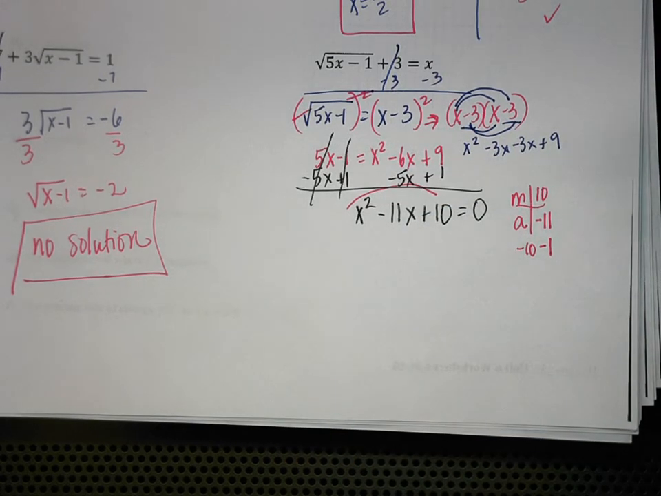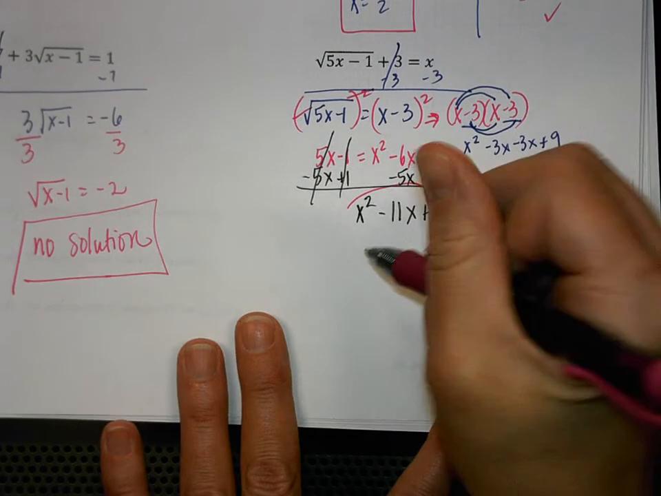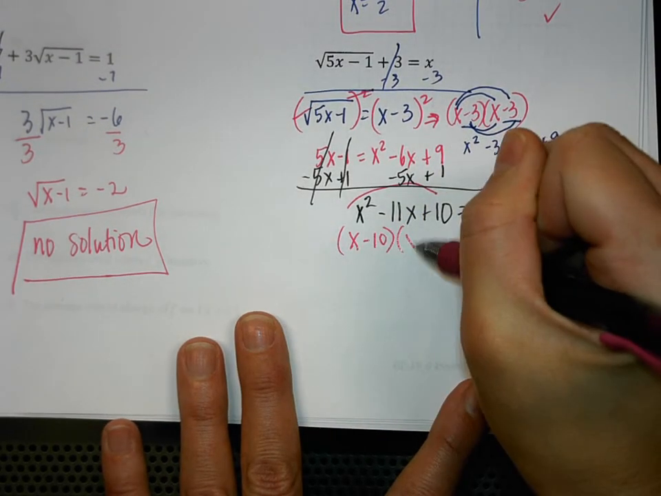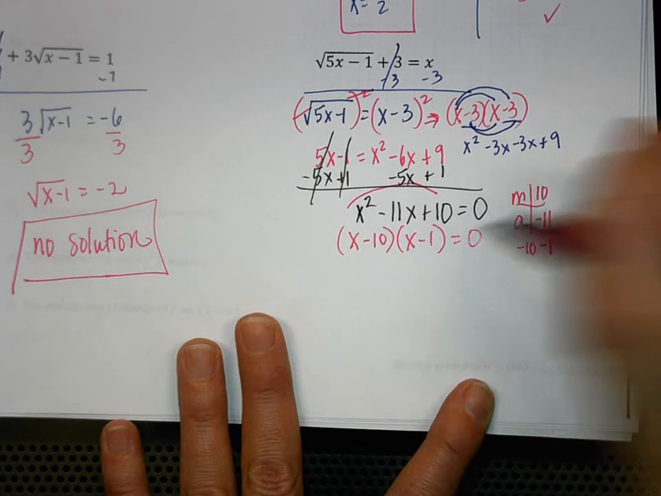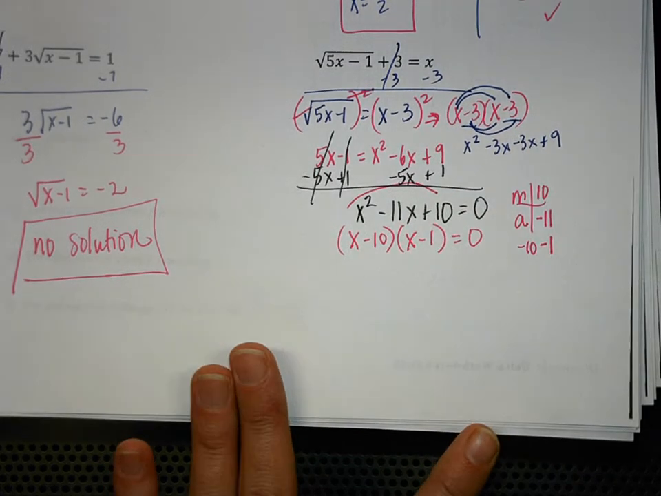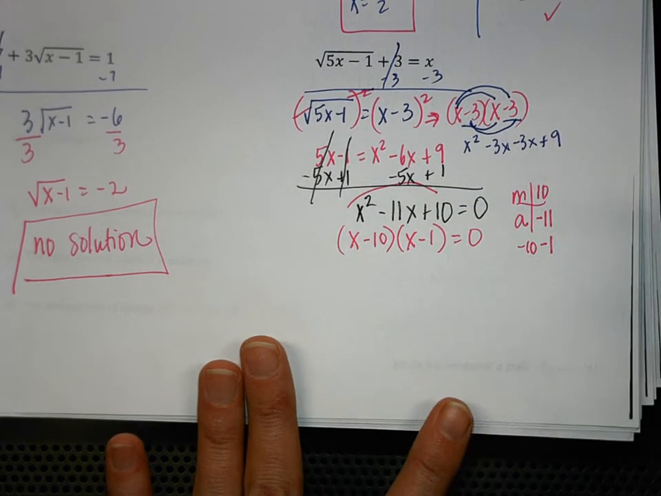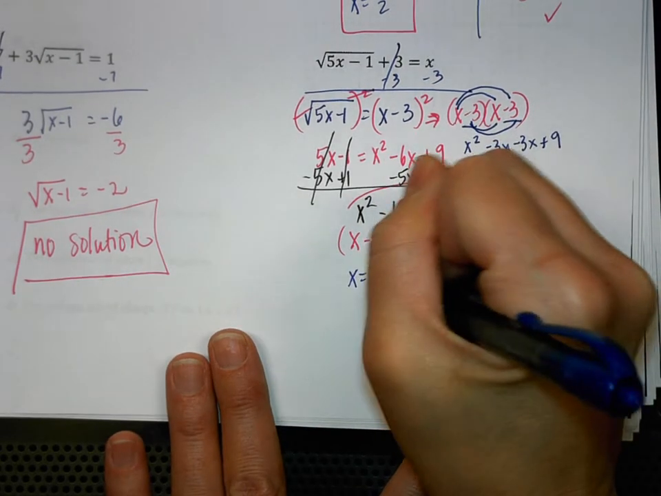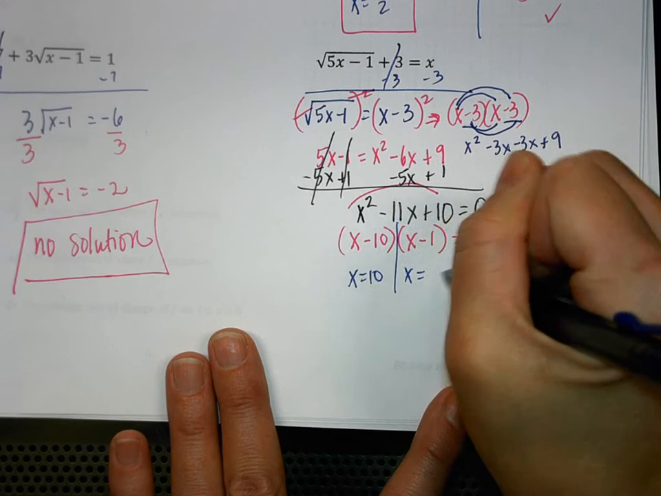Alexis, did you have a question? Oh, thank you. Okay, so we write this out, and we're going to have x minus 10 and x minus 1 equals 0. Again, there's an equal sign in here, so I can solve these. And when I solve, I end up getting the value of x equals 10 and x equals 1.